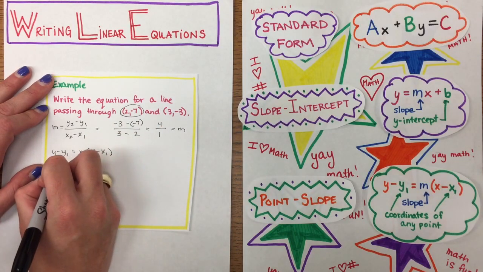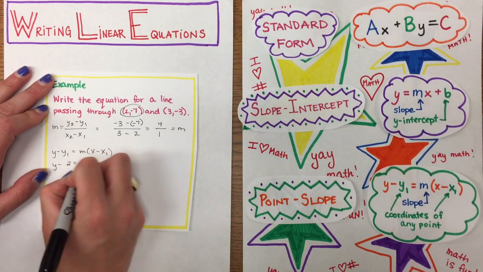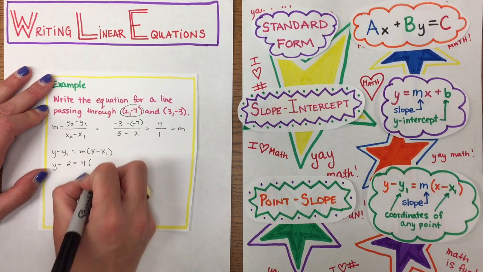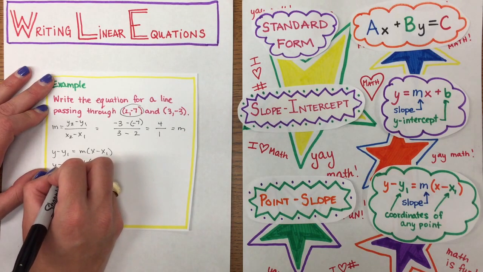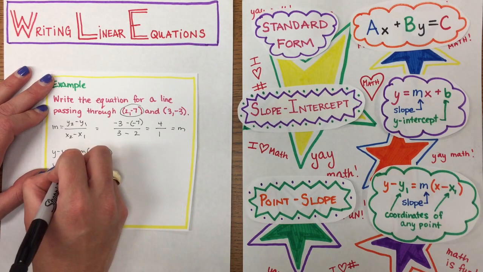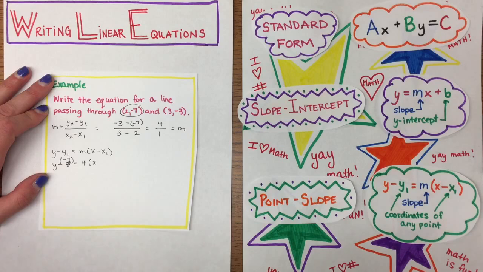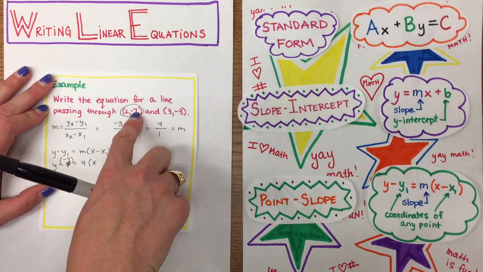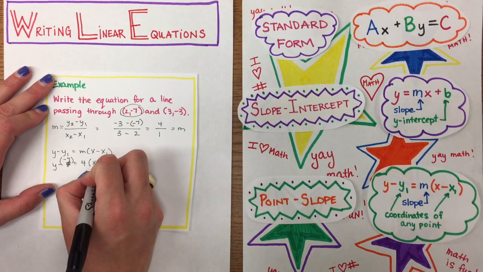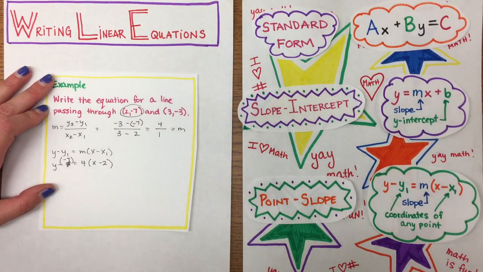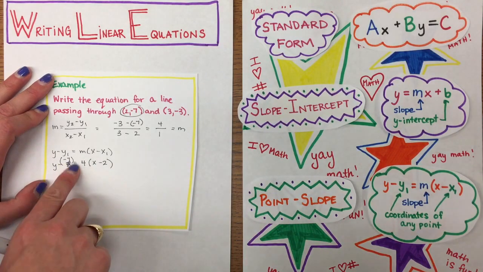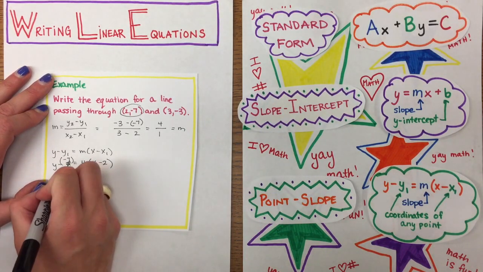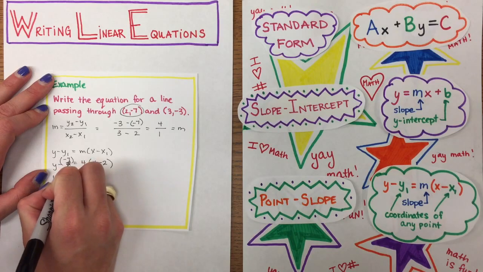So I'm going to have y minus 2 is equal to my slope, which is 4, times x. Oh no, my y is -7. You've got to be careful to make sure that you're putting the y in for the y and the x in for the x. So my y1 is -7 and my x1 is 2. So it should be x minus 2. So y minus -7 is equal to 4 times x minus 2. So this becomes y plus 7.